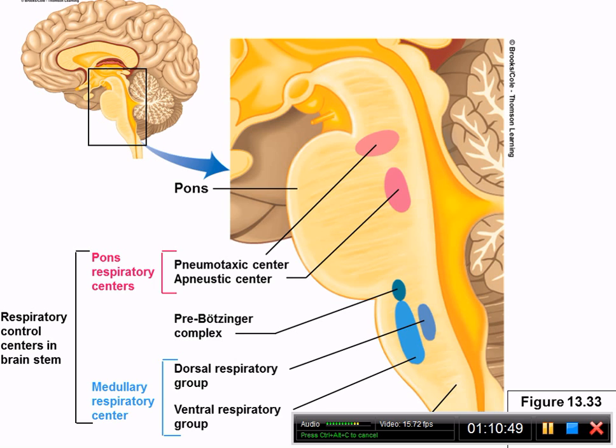Anyway, the pons here is regulating the fine-tuning. It's helping regulate based on what it predicts. So when this gets smashed, their predictive behavior is lost.